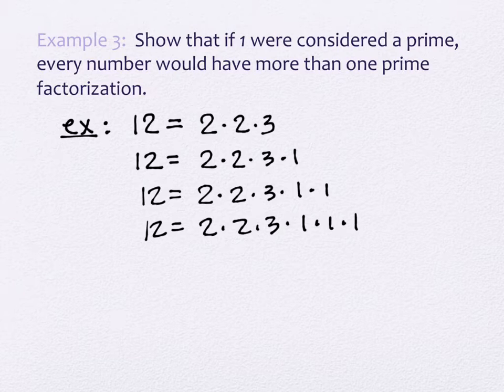We don't want 1 to be considered prime because it destroys the fundamental principle, or fundamental theorem, of arithmetic. If 1 were prime, the fundamental principle of arithmetic wouldn't work. It would be false. So that's a problem.